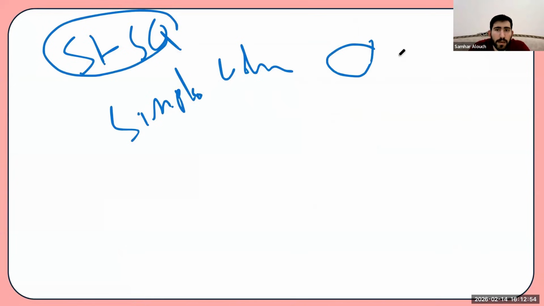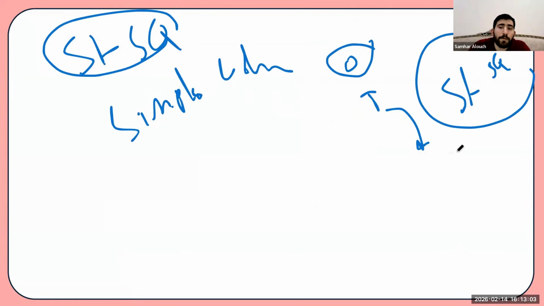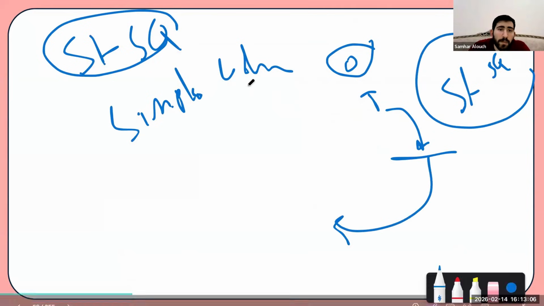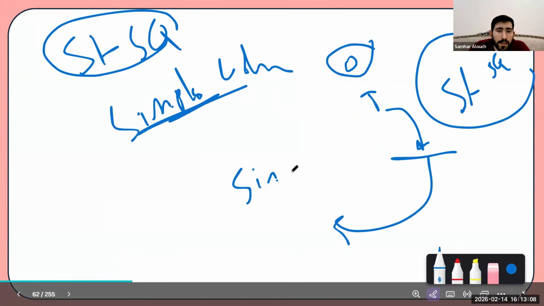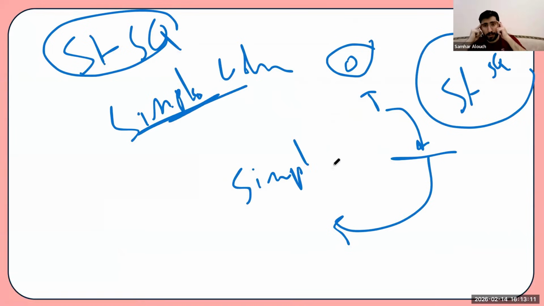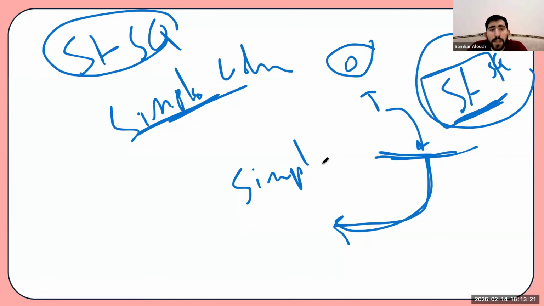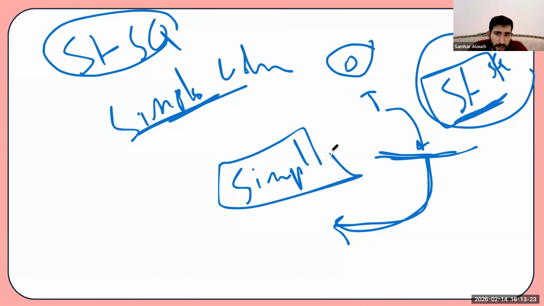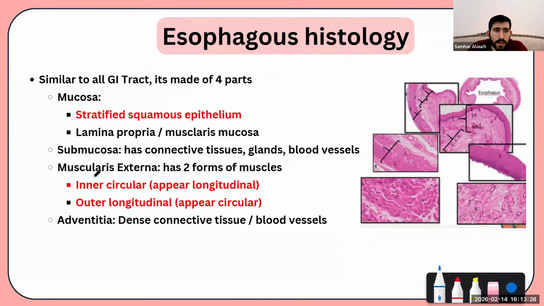So the oral cavity, the tongue, the esophagus, the pharynx, all of them are made by stratified squamous epithelium. From the stomach downward, all of them are made by simple columnar epithelium. Keep this in mind. From the tongue and oral cavity till the end of the esophagus, everything is made by stratified squamous epithelium. From the stomach downward, everything is made by simple columnar epithelium. Okay? So, let's start with the esophageal histology.